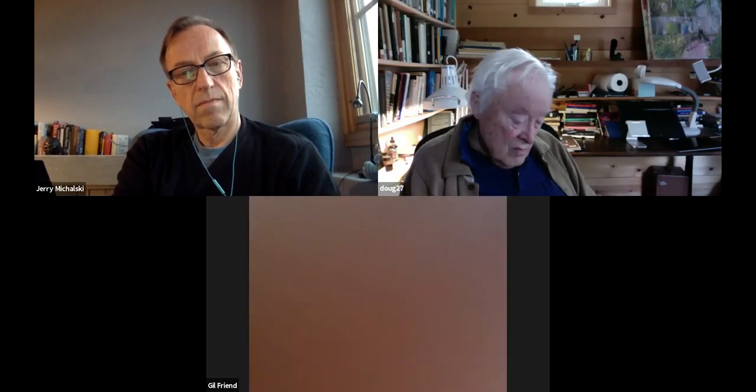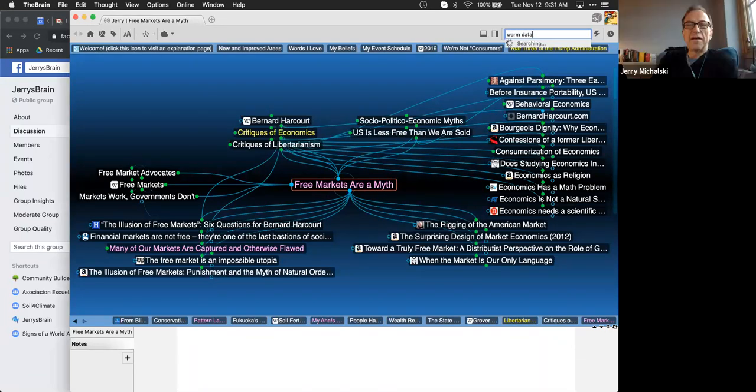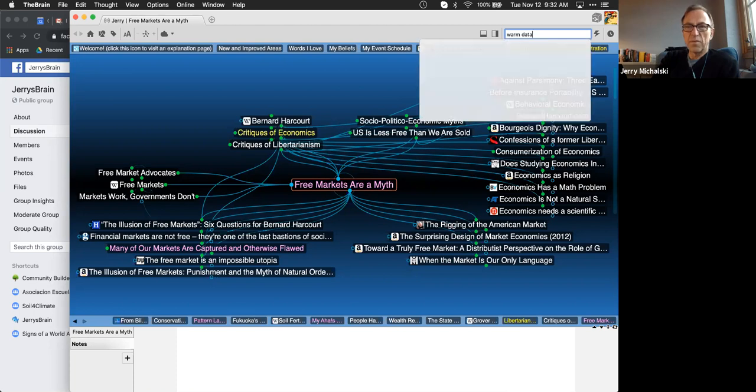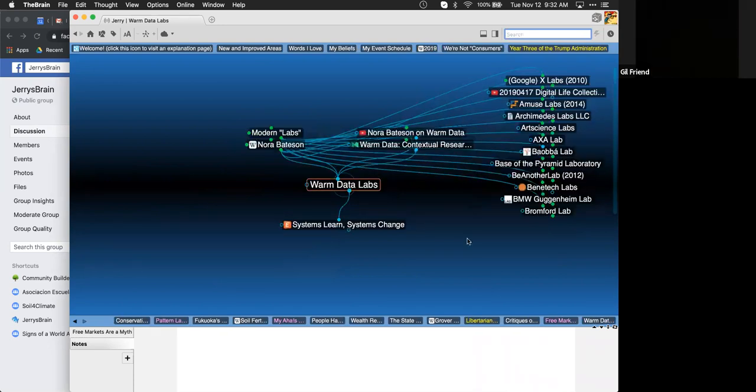I smell resonances of this in World Cafe and Warm Data Labs, where you have people rotating among themes and leaving something captured on the table that threads the conversation together. And that may be an interesting place to start this experiment. I'm going for warm data in my brain here for a moment. So I would encourage you to launch this experiment when you next find it suitable. It's a great idea. Yeah, interesting.